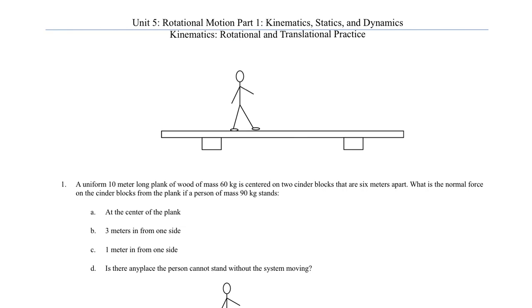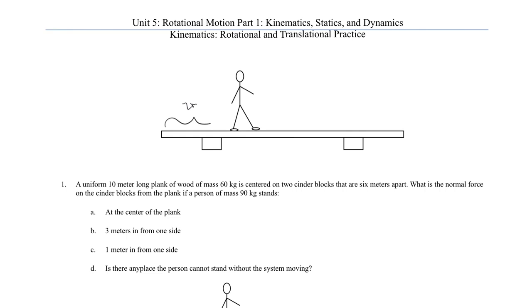And either one of those will work, because if you find that that distance is outside the plank, then you know that there is no distance that he can't stand, and the system will be a problem. But if you find that it's less than whatever this is right here, the 2 meters, I think that's the overhang. If you find that it's less than that, then you know that, yes, there is a place he can stand where he will cause the system to go into motion.